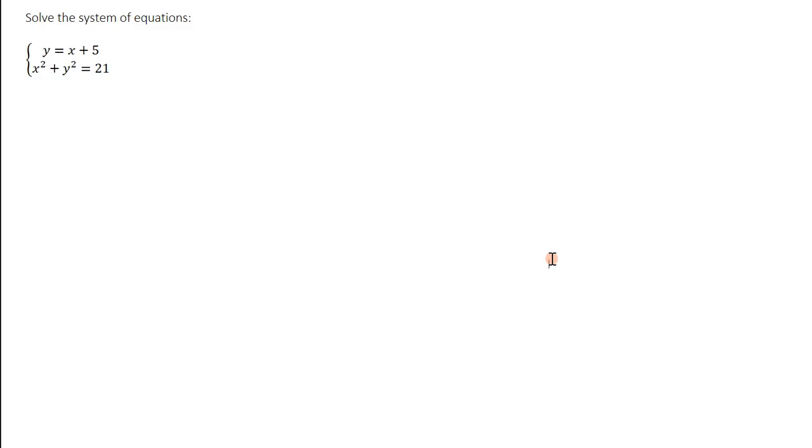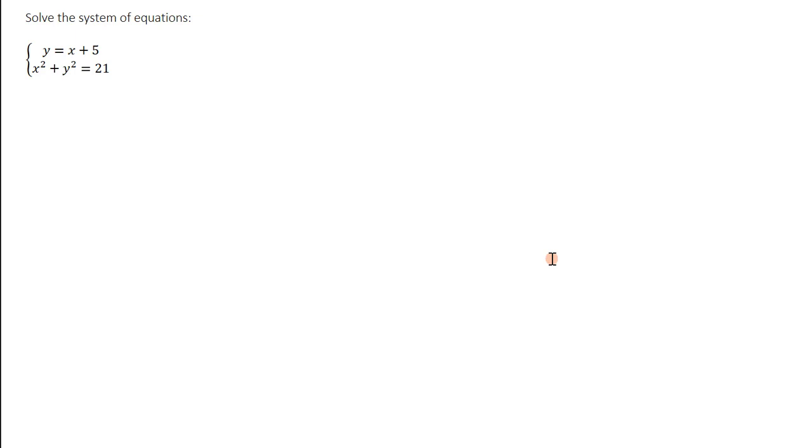Solve the system of equations. Here we have y equals x plus 5 and x squared plus y squared equals 21. So we have a line, y equals x plus 5 is a line, and x squared plus y squared equals 21, that's a circle. So I'll solve this. I'm going to use a symbolic method.